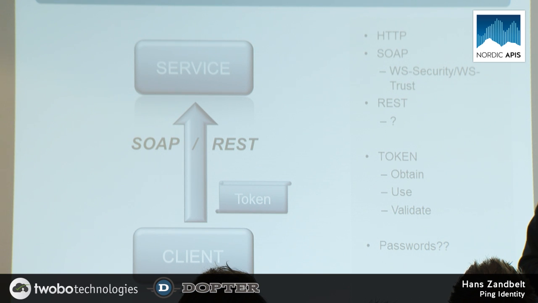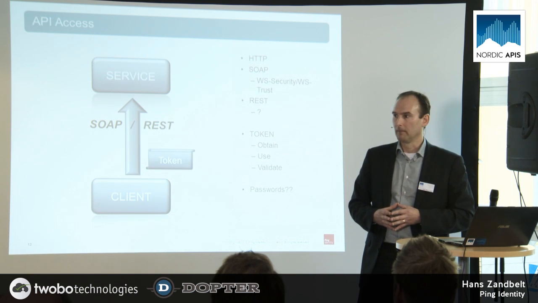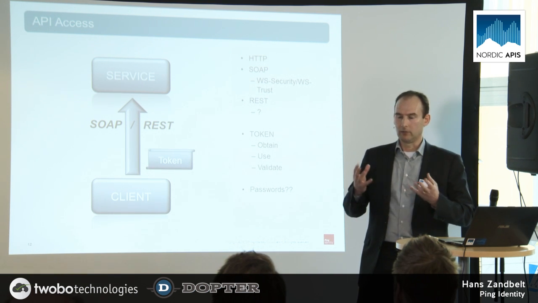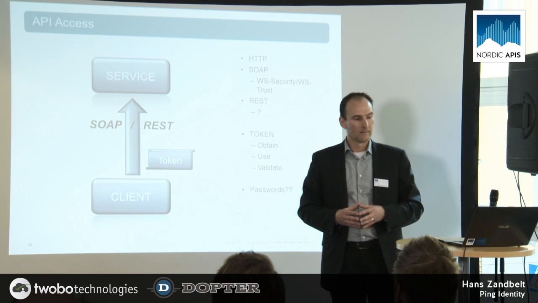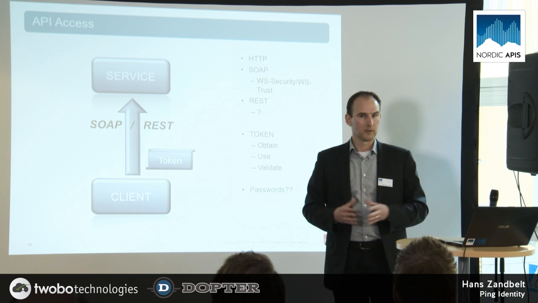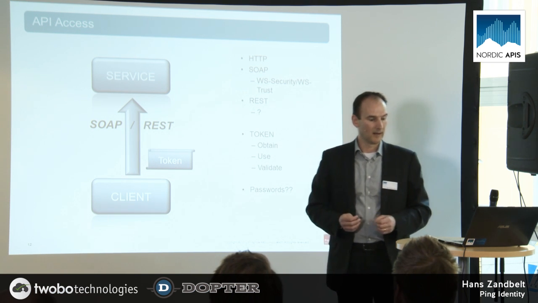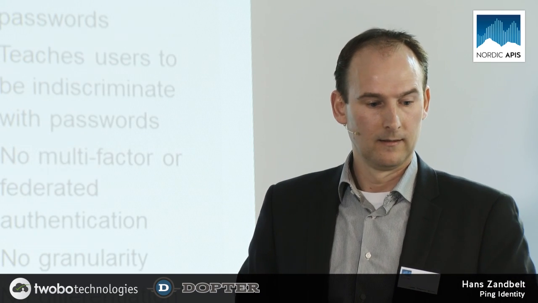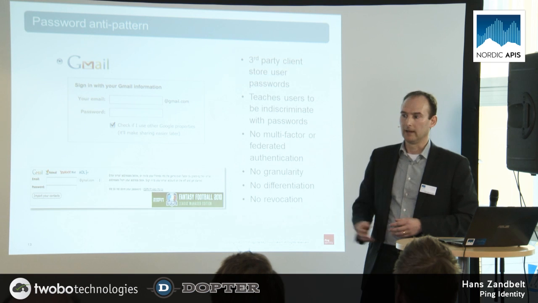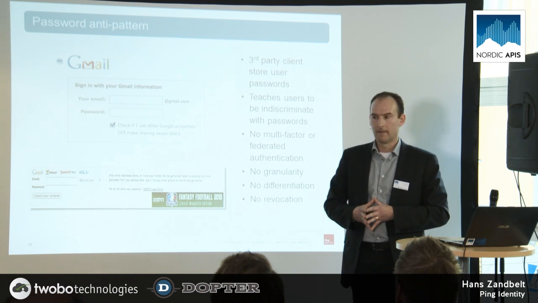And for REST, there is really no such thing. There was no such thing until OAuth 2.0 came along. That would explain how you use tokens, how you obtain tokens, and how you validate tokens for REST-based APIs. So before that, I think passwords was the only mechanism that you would have to secure those APIs. And that's just not a very scalable thing, as the following slide tries to explain, because it leads to what is called the password anti-pattern.